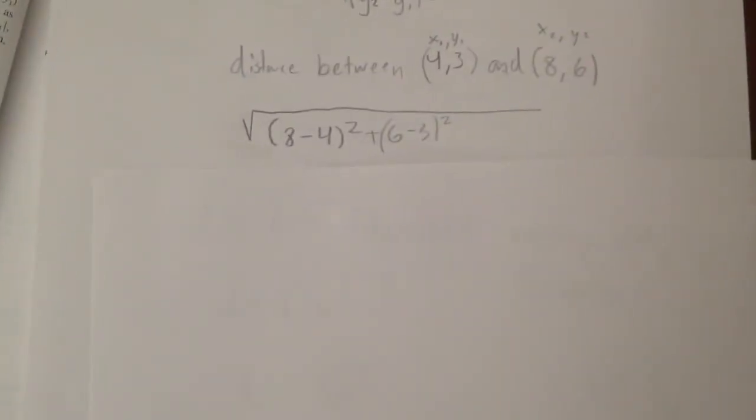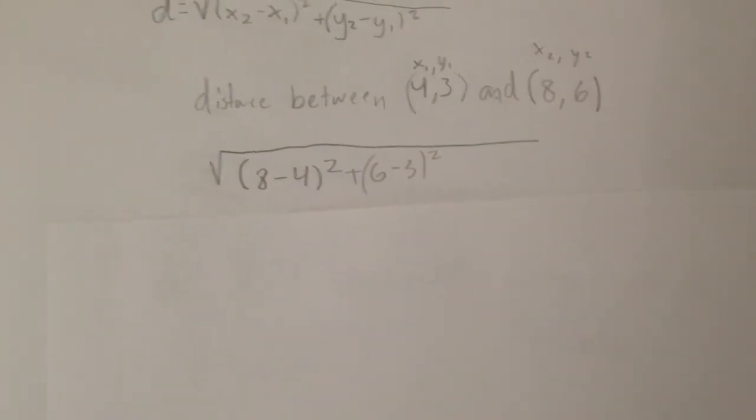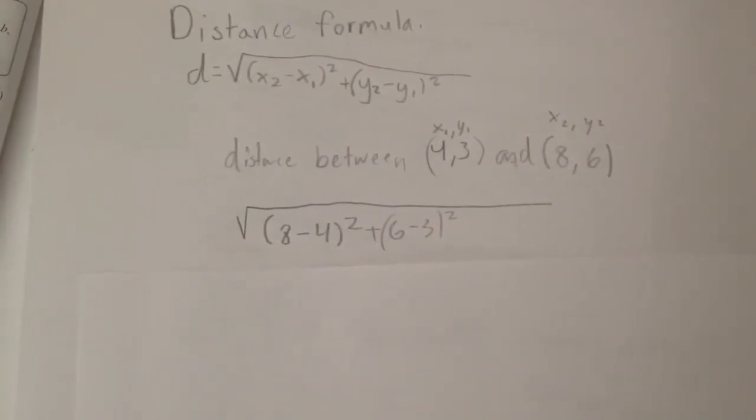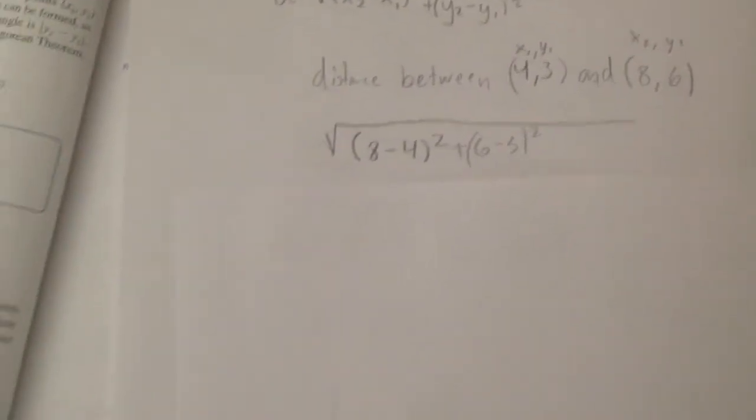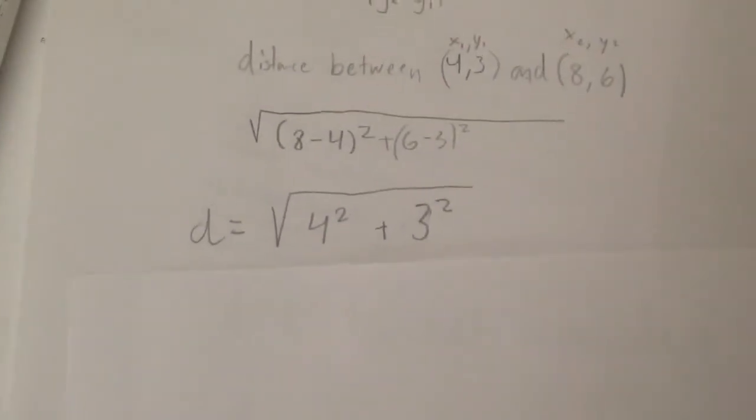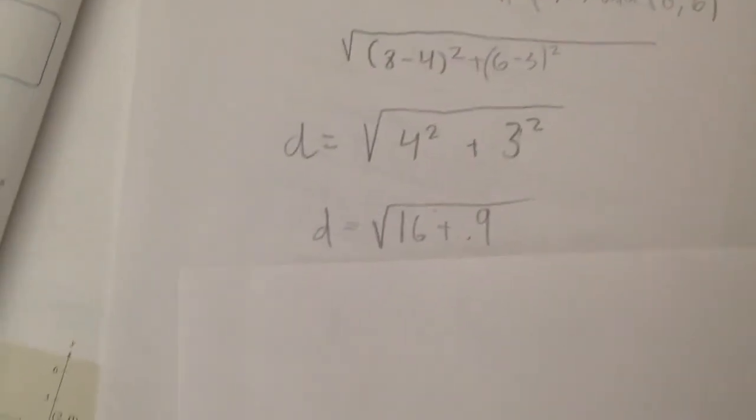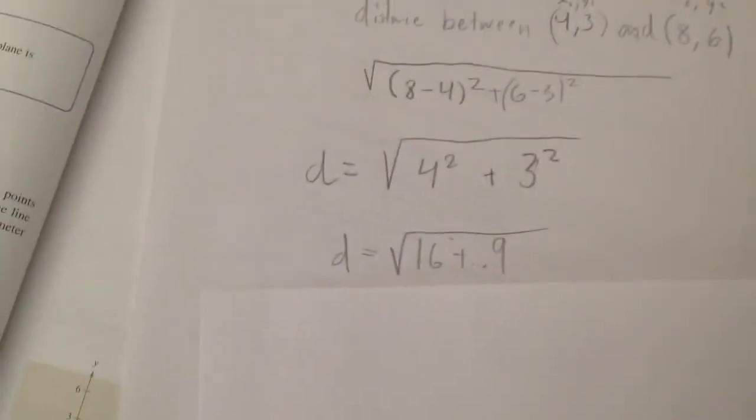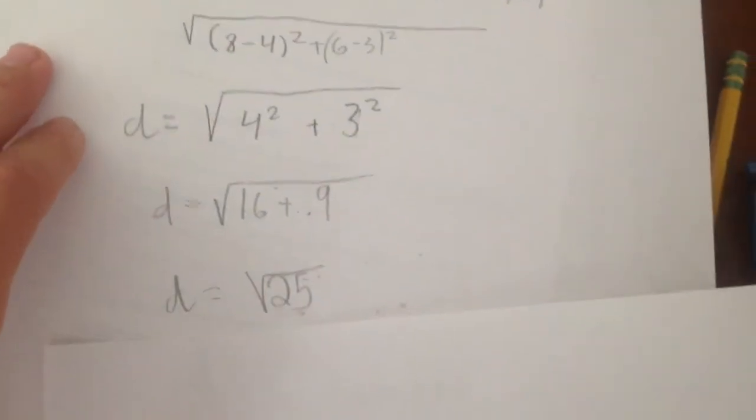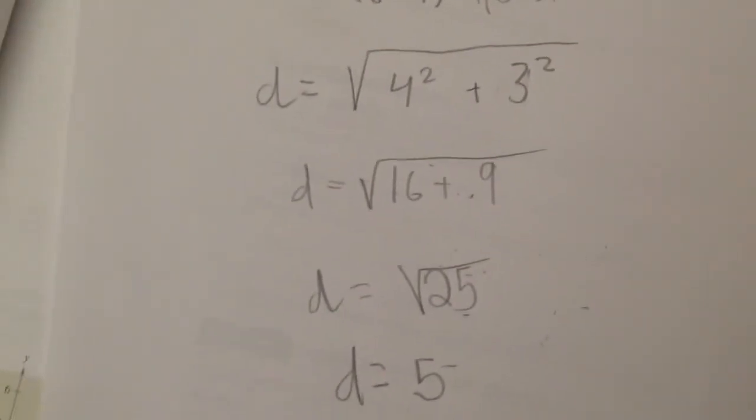So let's plug that into the formula. This would be the square root of (8 minus 4) squared plus (6 minus 3), which would be the y2 minus y1, and then the x2 minus x1. So 8 minus 4 is 4, and 6 minus 3 is 3. And they would still have the square root because that would be the answer. And then 4 squared is 16, and 3 squared is 9, and 16 plus 9 is 25, and the square root of 25 is 5. So the distance between those 2 points is 5.